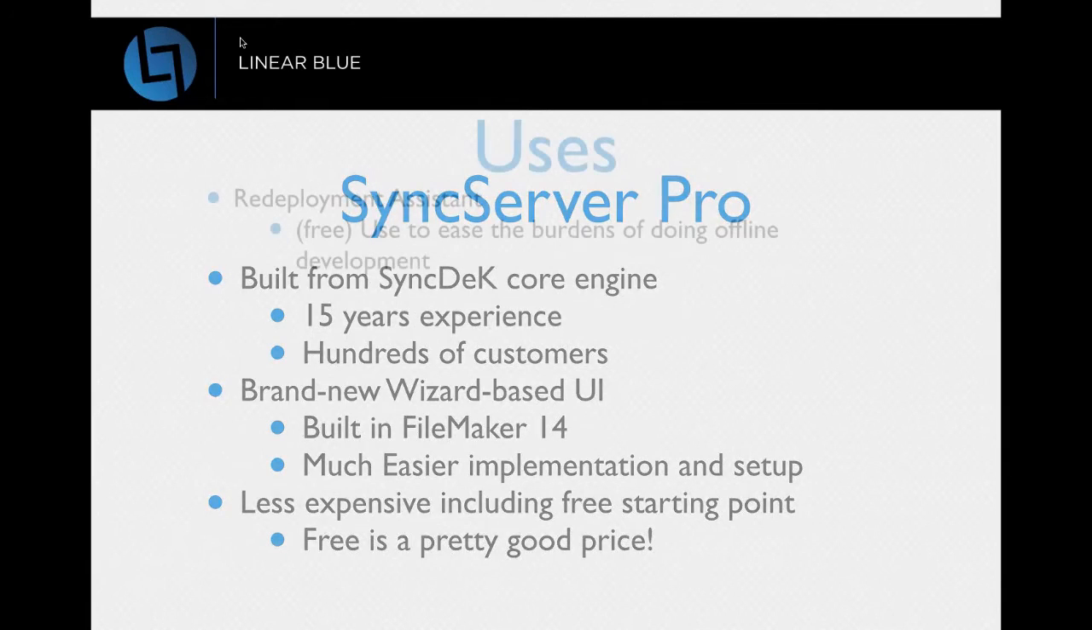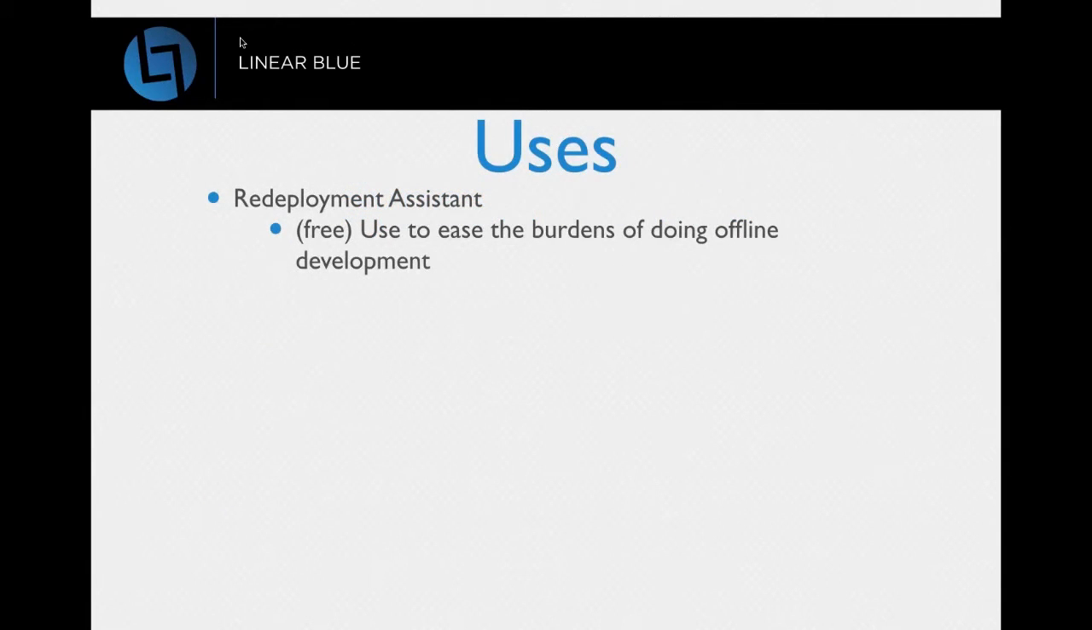So the uses. I'm going to talk about Redeployment Assistant. This is the first time we're rolling anything out like this. It's not radically different from what you're able to do with the product, more an ability to use the product in a way that we really haven't thought of. And I'll talk a little bit more about what that is. But essentially, and this is with the free product, it's something you can use to aid in offline development. And I'll get into what I mean by that.